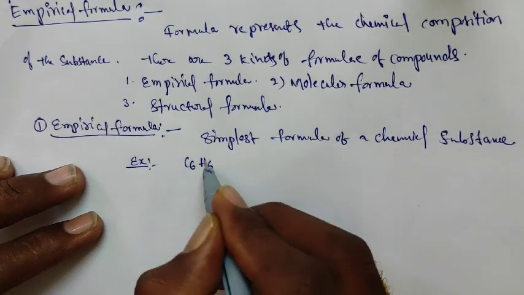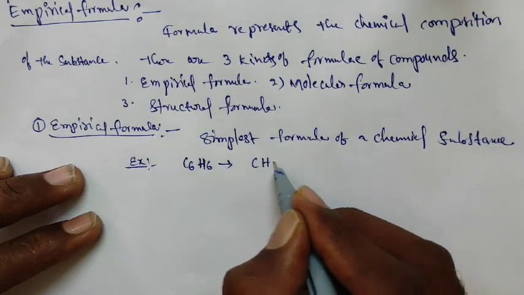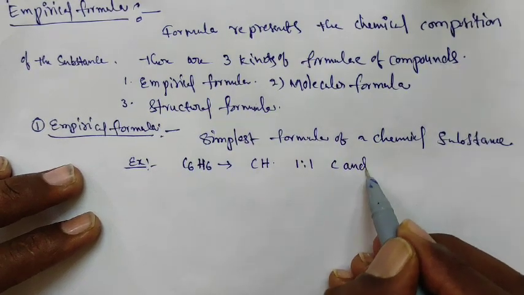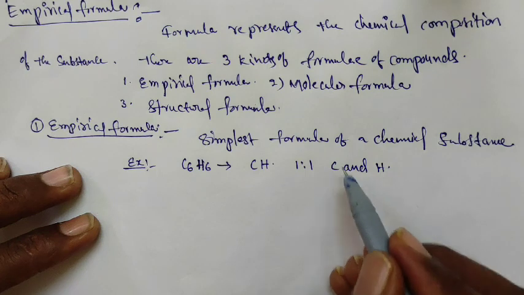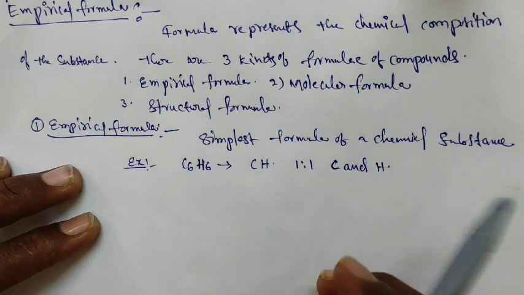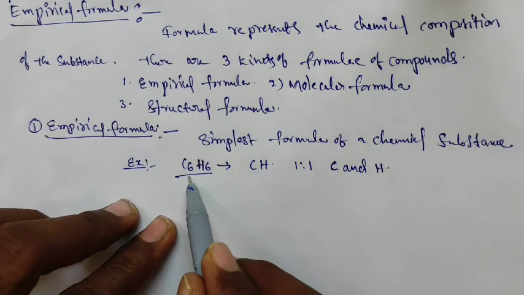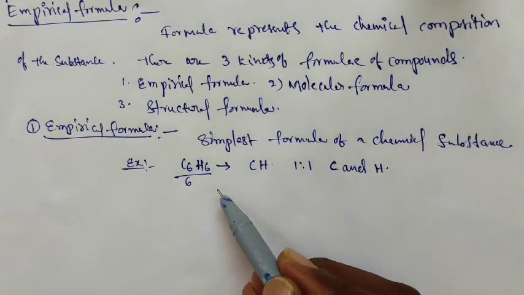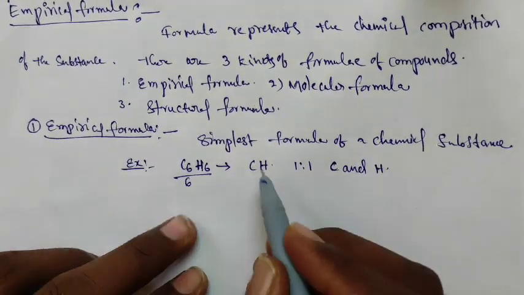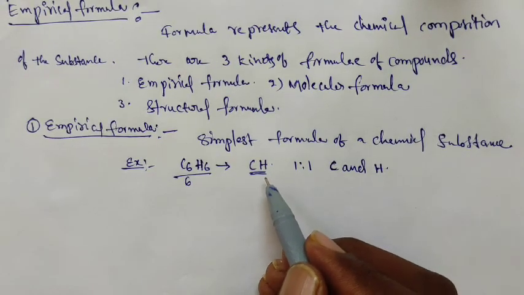C6H6 is there. For this one, the simplest ratio I will say is CH, a 1:1 ratio of carbon and hydrogen combined. 1:1 ratio means this is 1, that is also 1. Simplest ratio of 6, how many times? 1 time. Here also 1 time. So now CH is the empirical formula of benzene.